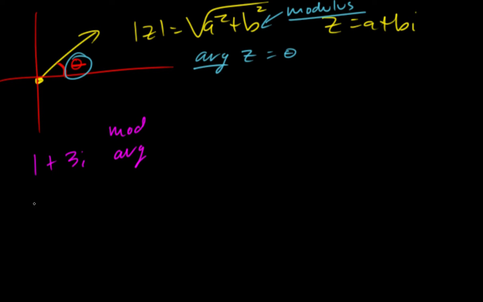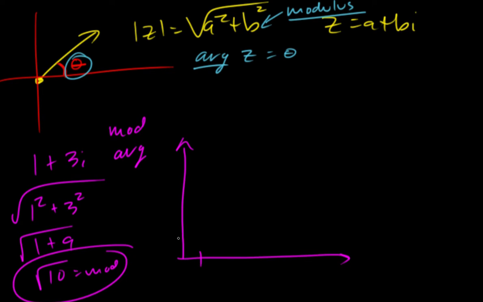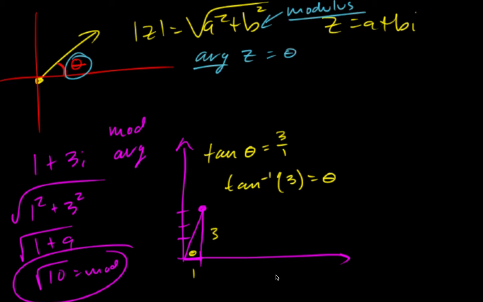So to find the modulus, we're going to do 1 squared plus 3 squared, square rooted. So 1 plus 9, or square root of 10. So that's the modulus. Okay, now to find the argument, we need to draw this. So 1, 1, 2, 3. We're just going to look at it like this triangle. We know that this side is 1, this side is 3. And so for theta, we're going to use tangent theta equals opposite over adjacent. And so we just need to do the inverse tangent of 3, and that will give us theta.